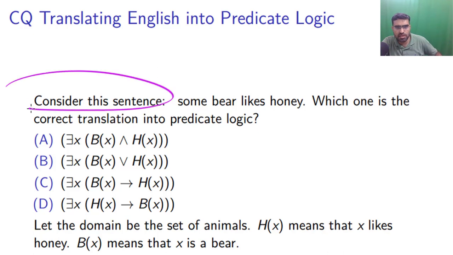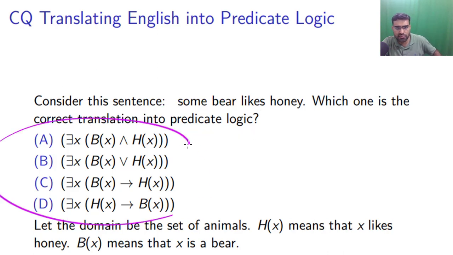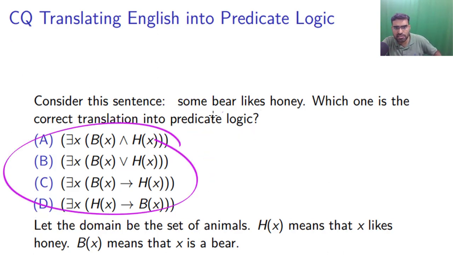So let's solve this question. Consider the sentence, some bear likes honey. We need to translate this sentence into predicate logic. Four options are given to you. Which of them is the correct translation of this statement? That is what we need to find out.